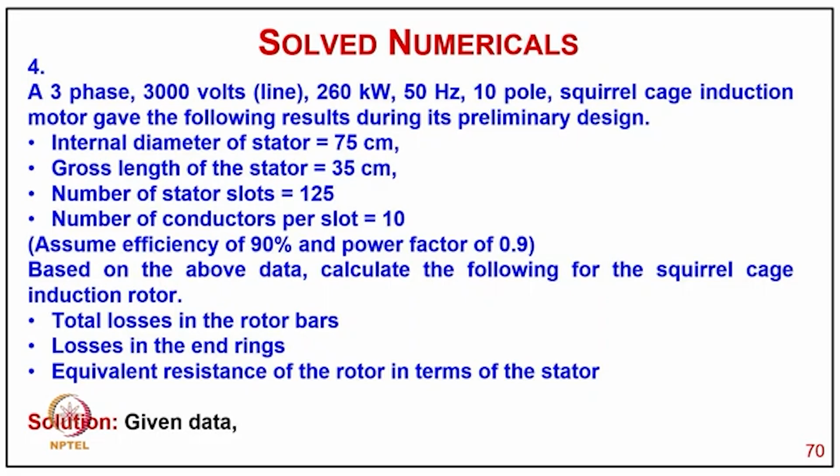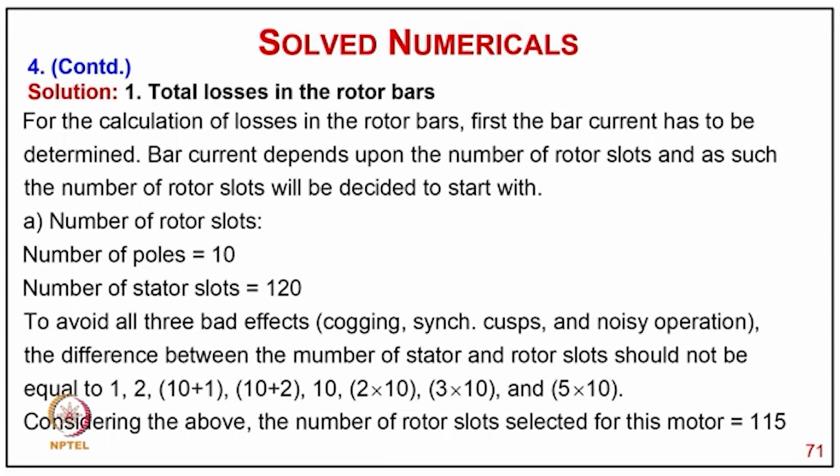Based on the above data, calculate the following for this squirrel cage induction motor: total loss in the rotor bars, loss in the end rings, and equivalent resistance of the rotor in terms of stator. Now coming to the given data, for the calculation of total loss in the rotor bars, first the bar current has to be determined.